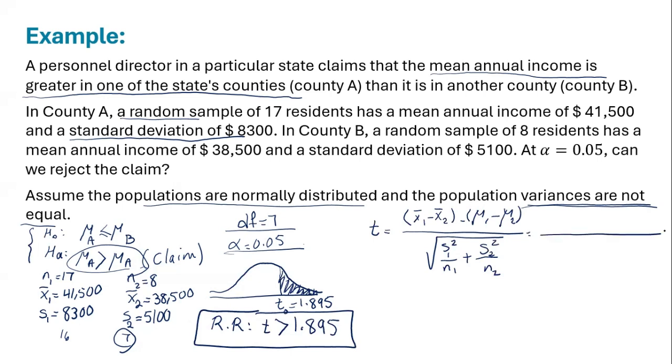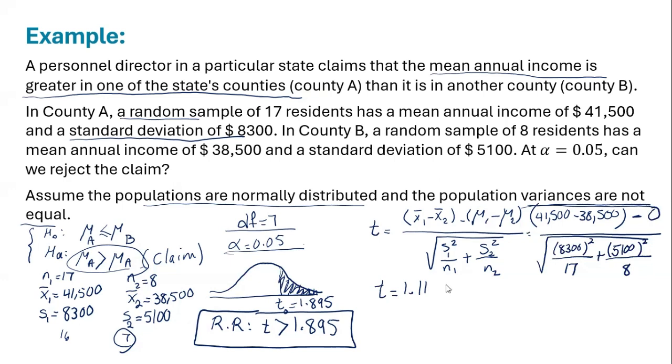And then replace numbers. Export 1, which is 41,500, minus export 2, which is 38,500. And then minus mu1 minus mu2, which is always 0. I need the square root of S1 squared, that means 8,300 squared divided by n1, which is 17, plus S2, 5,100 squared divided by 8. Put this in the calculator and find the answer. The final answer here is 1.11.